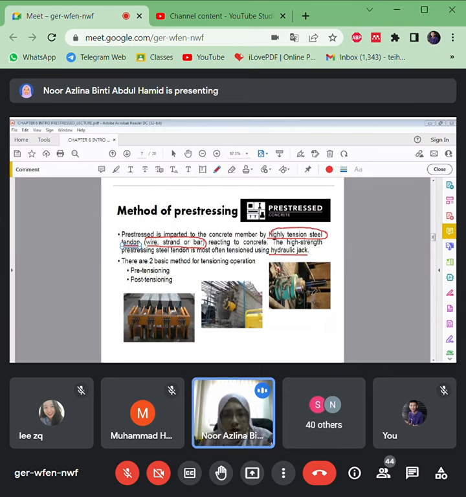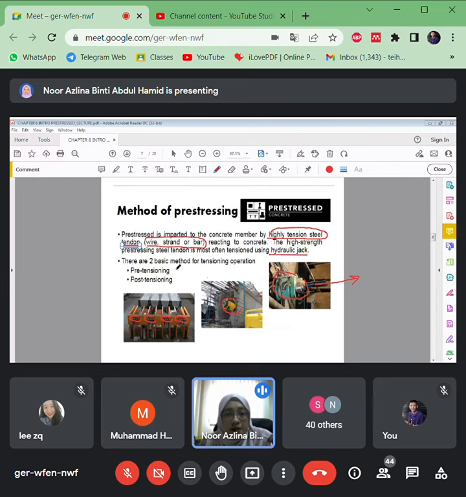You can see here all the equipment that is used. This is the hydraulic jacks, that will pull out all the reinforcements. And after that there will be an anchorage here that will hold all the cables.